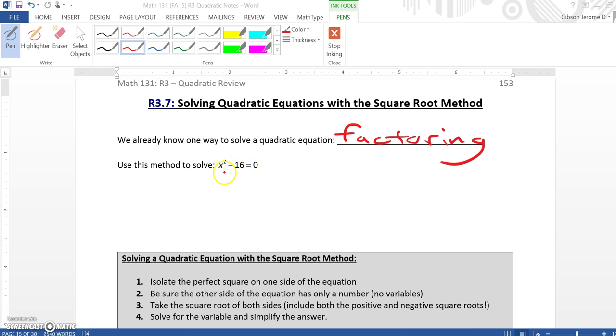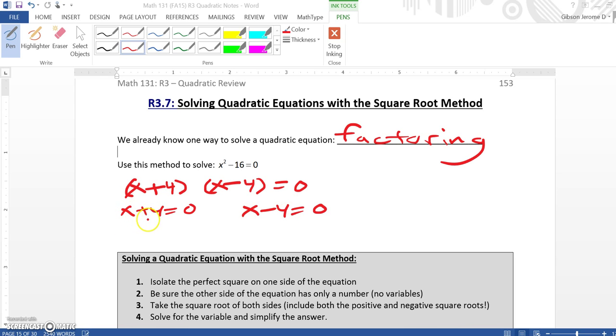Now, we know this is the difference of two squares, so we will have our two parentheses. One will have a plus in it, the other will have a subtraction sign in it. So we would take the square root of x squared, which is x, and the square root of 16, which is 4. So now we would set both parentheses equal to 0, and we would have x plus 4 equals 0, and x minus 4 equals 0.